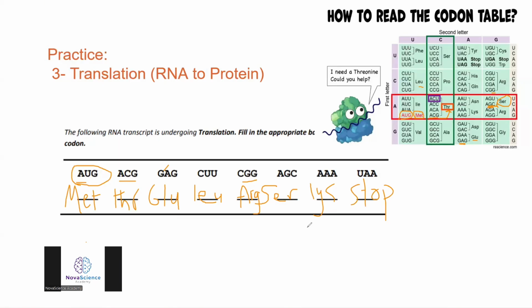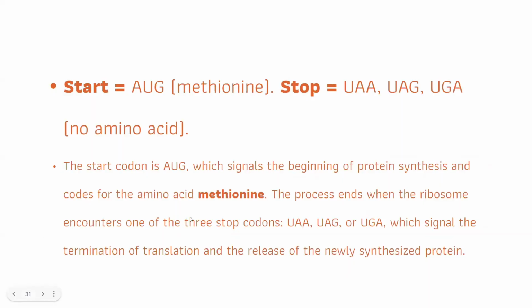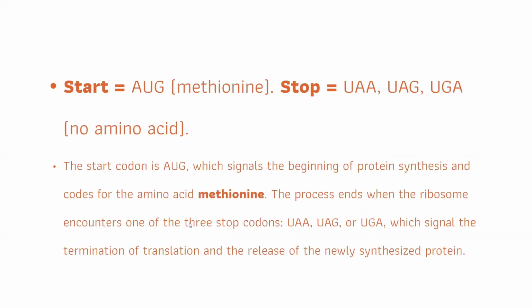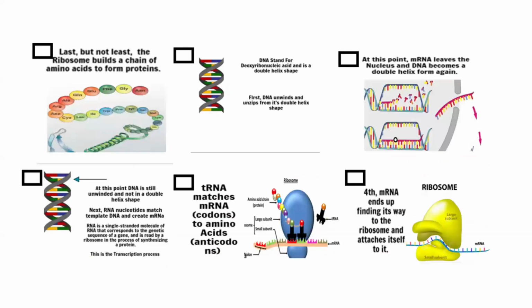Now we have this protein. We said that methionine will always start the translation process. And we also have stop codons. When you go translating and you see one of these, UAA, UAG, UGA, it will tell you to stop. It will be translated in the table as stop, a signal to stop the translation.